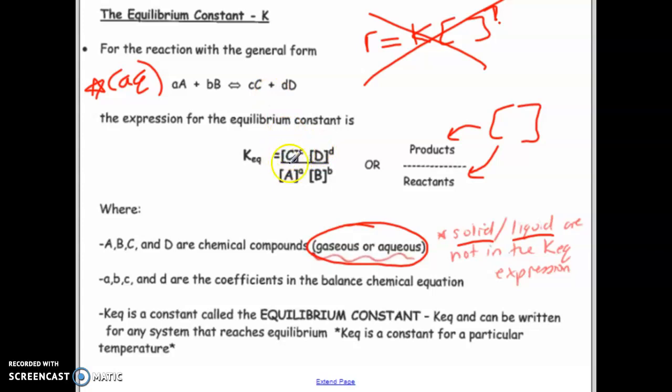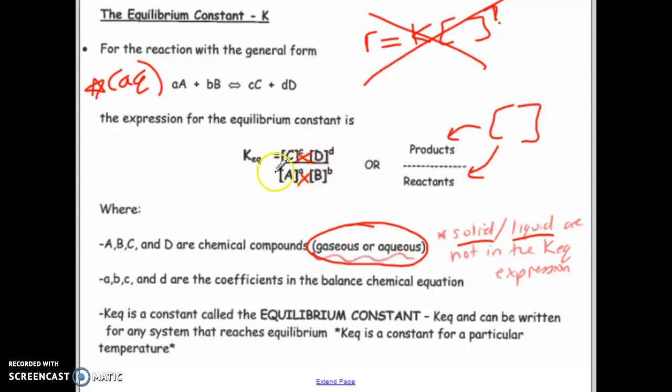So it's a concentration of C times the concentration of D, right? So let's imagine there's an X there. The concentration of A times the concentration of B. Now, we do have exponents in this case, okay?